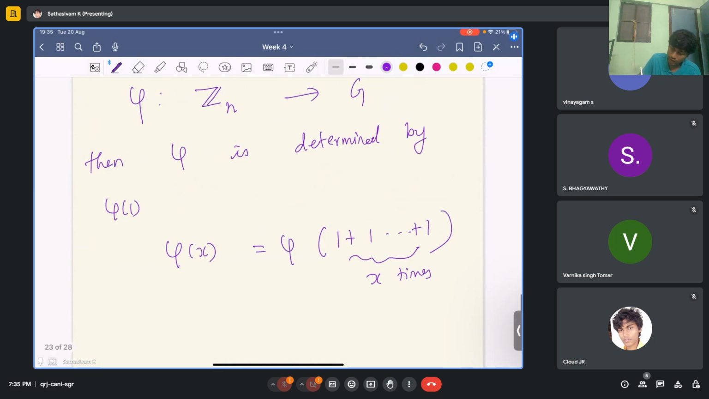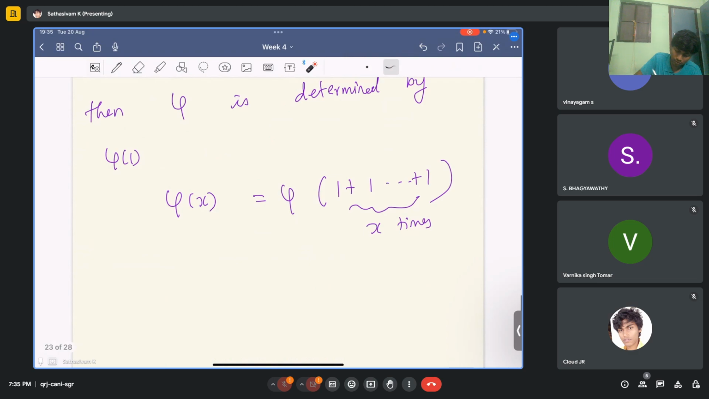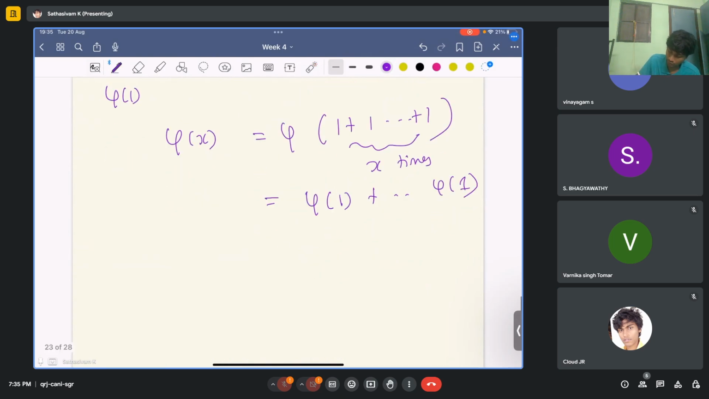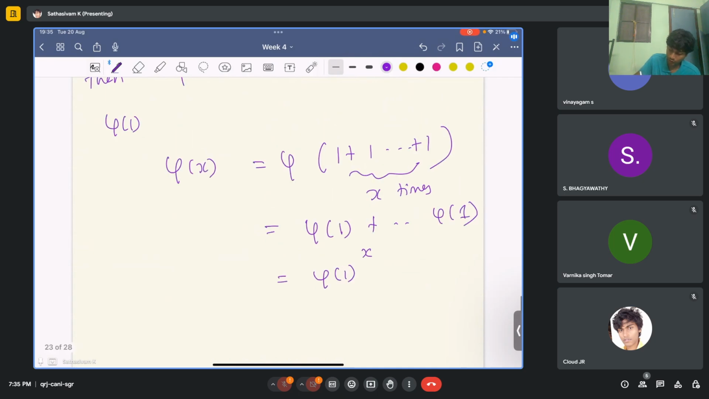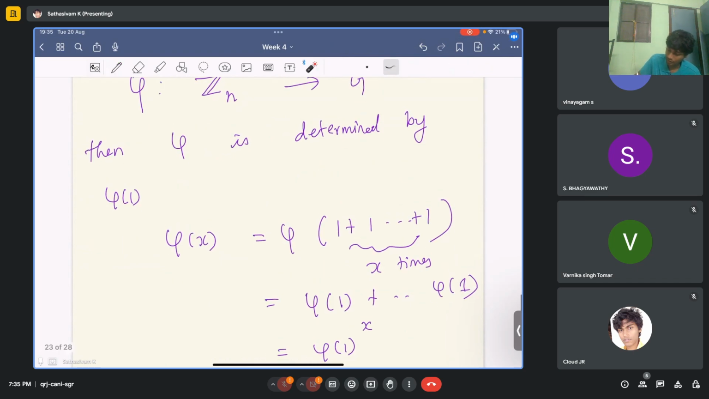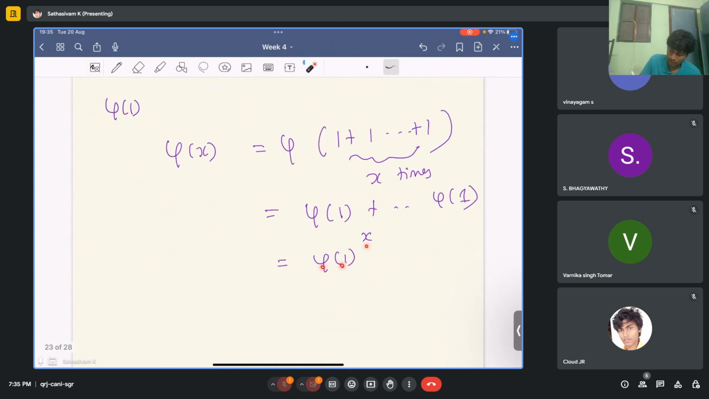Okay. And since it is a homomorphism, what you get is phi of 1, x times. So basically, if you want to find phi of any x, it's the same as taking phi of 1 and adding phi of 1 x times. So this is phi of 1 to the power x, if your group G is in multiplicative notation.